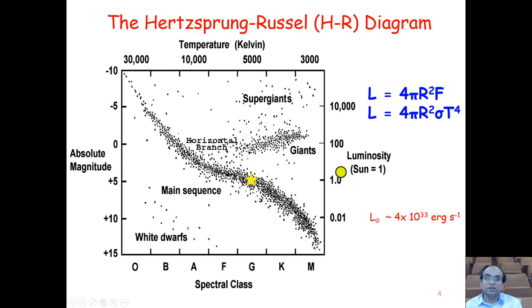that corresponds to approximately 4 into 10 to the power 33 ergs per second. The stars have luminosity, as we saw in the previous figure, of more than 10 to the power 5 times the solar luminosity. So in a single region, we have different types of stars.